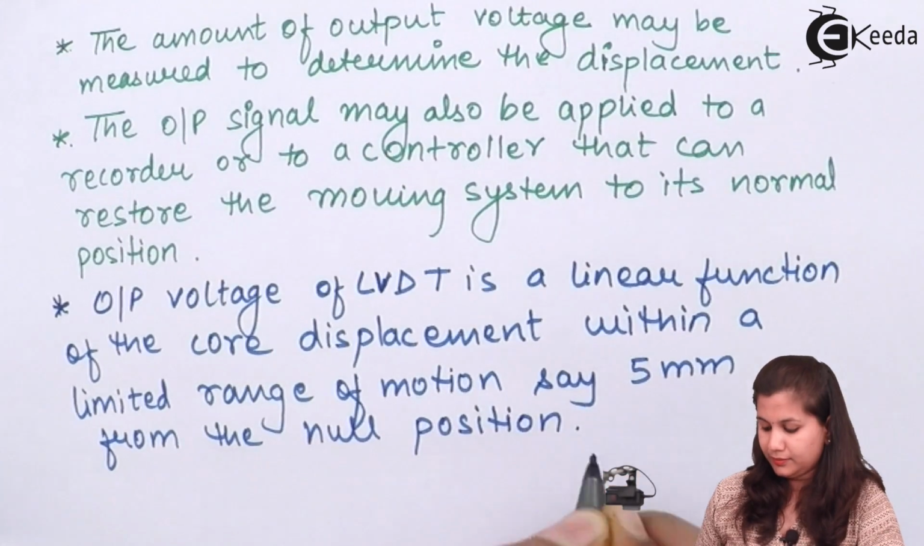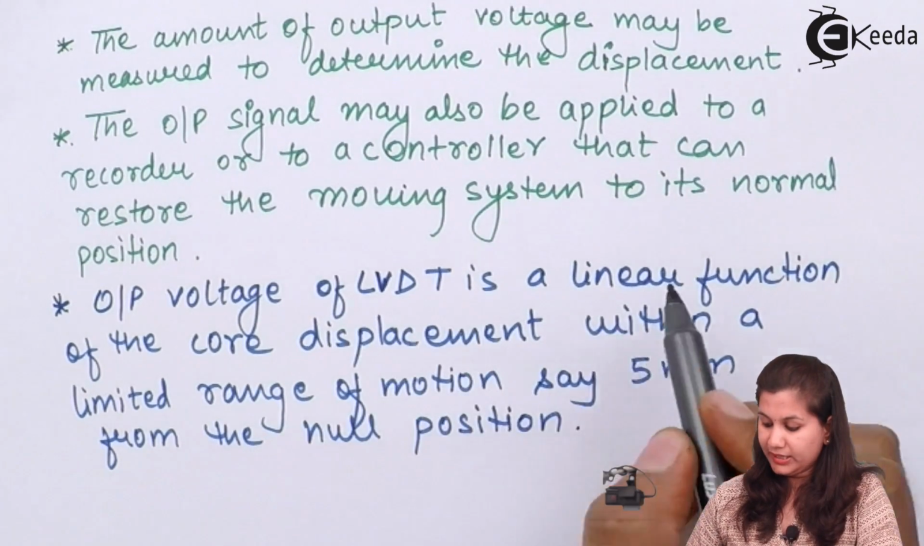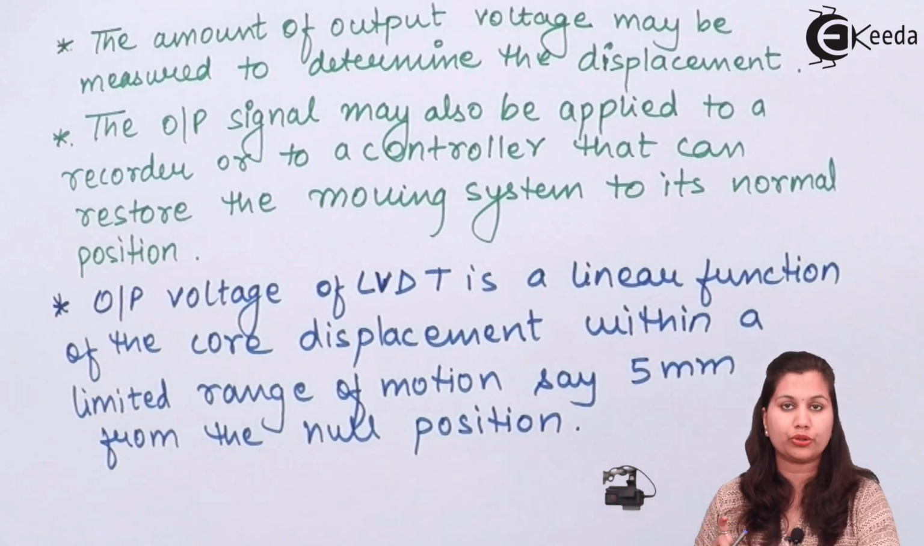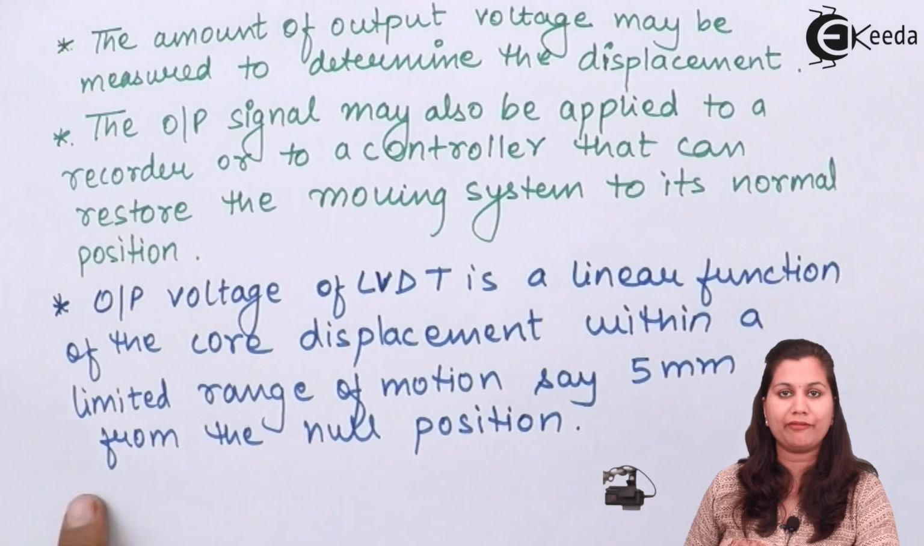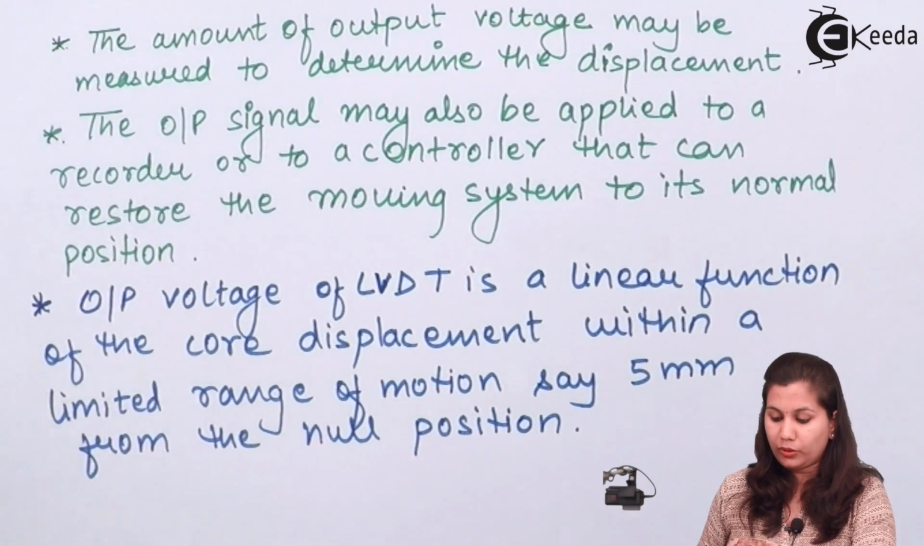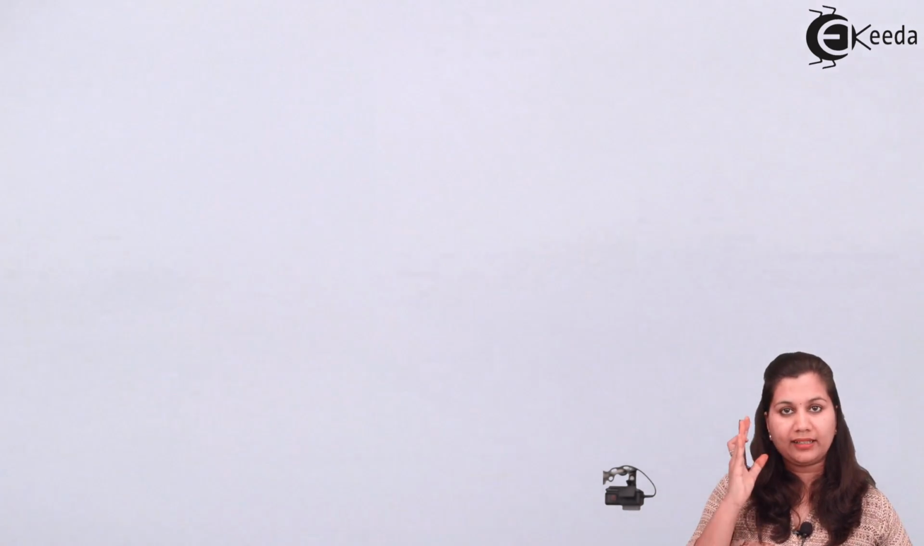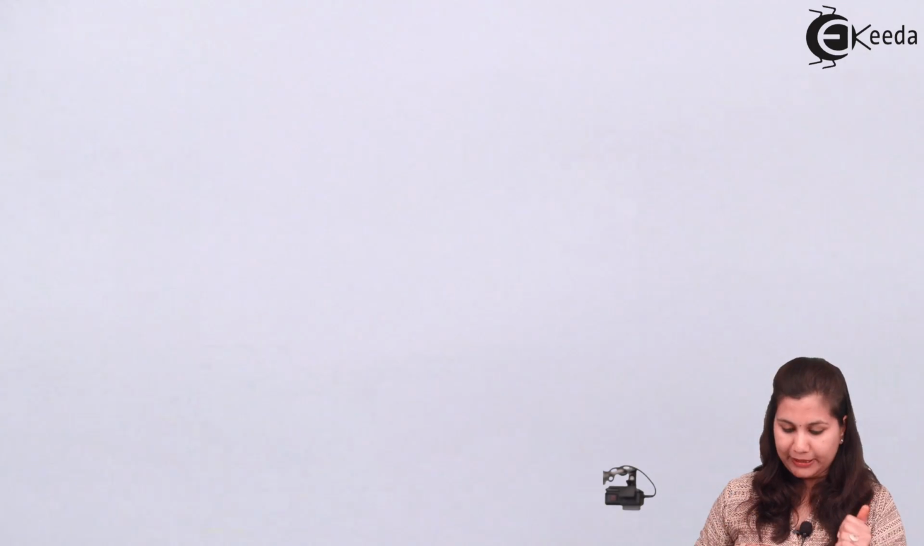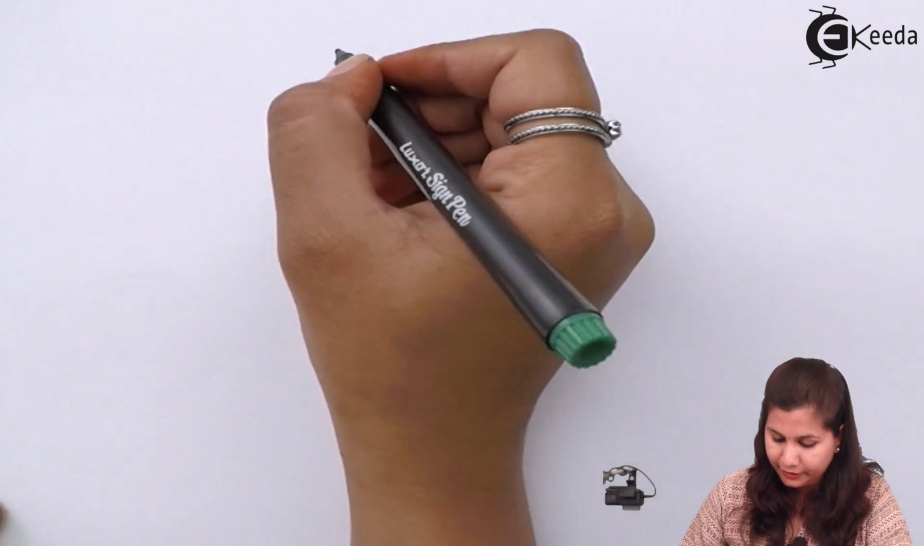So the output voltage of the LVDT is a linear function of the core displacement only for a limited range of the motion of the core, say about 5 mm from the null position. So when the core is at the null position and is moved 5 mm to the left hand side and 5 mm to the right hand side, the output voltage will be proportional to this displacement. After that, there will be a non-linear relationship between the output voltage and the displacement. Let's see the graph for it.